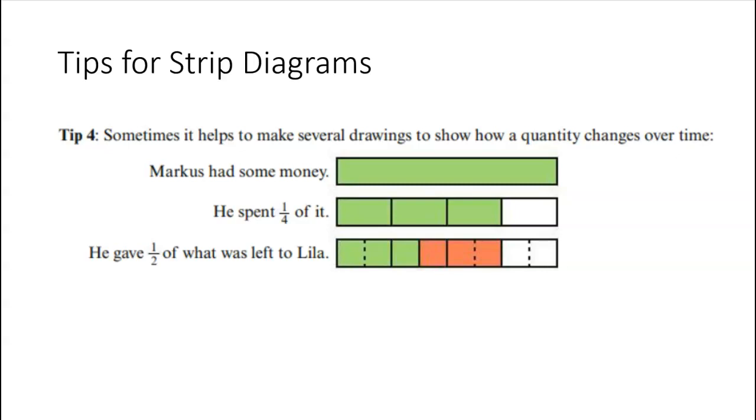So here, Mark has all this money. He spent 1/4 of it, so he lost 1/4, so that's gone. So this is what he's got left, and then he gave half of what he has left, so half of this, and we can show it in that, left to Leela.